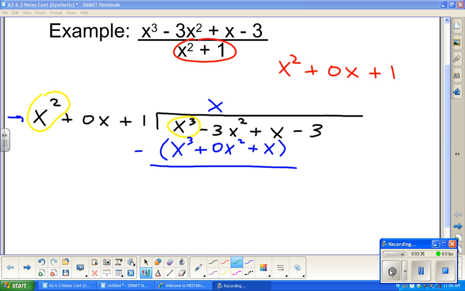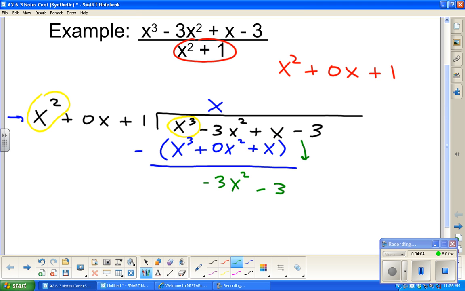Now we're going to do our subtraction. Just like before, x cubed minus x cubed is nothing. The negative 3x squared, if we take away 0x squared, it's still what it was before. The x minus x is 0. And then we always bring down the next term. The term that we didn't use yet is the minus 3.